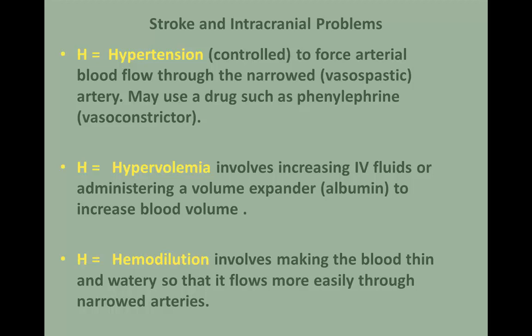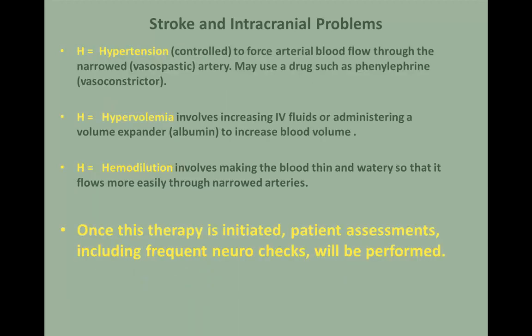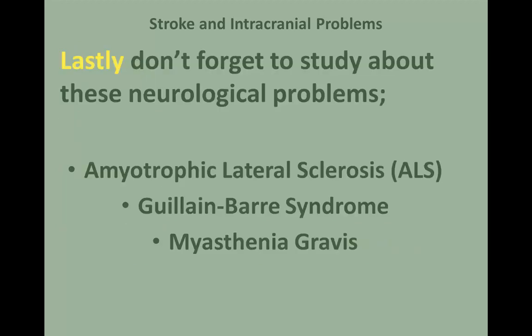Because treatment is prescribed by a physician, you're not going to be asked which drugs to prescribe or which drugs you would expect to prescribe. You're going to be asked about the concept, and the concept is subarachnoid hemorrhage with vasospasm. We're going to use Triple H therapy. Once this therapy is initiated, patient assessments, including frequent neurological checks, will be performed. That's pretty much it for our intracranial problems, and that covered ischemic and thrombotic strokes as well as hemorrhagic strokes, including the subarachnoid hemorrhage.